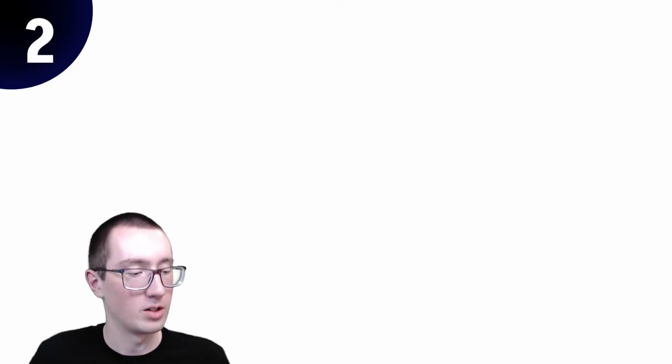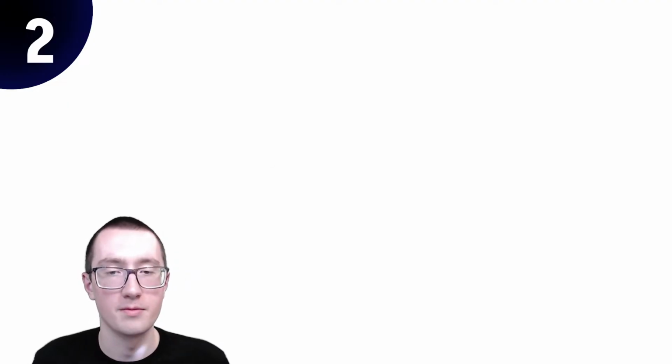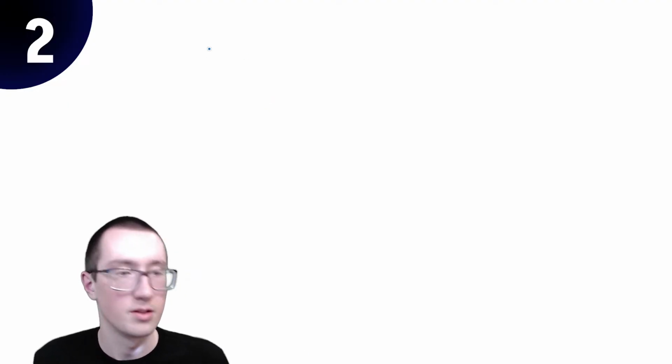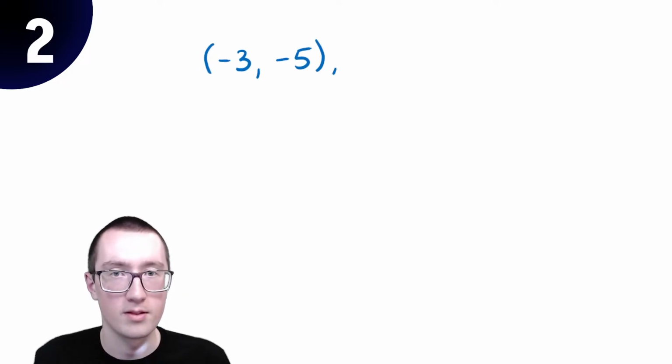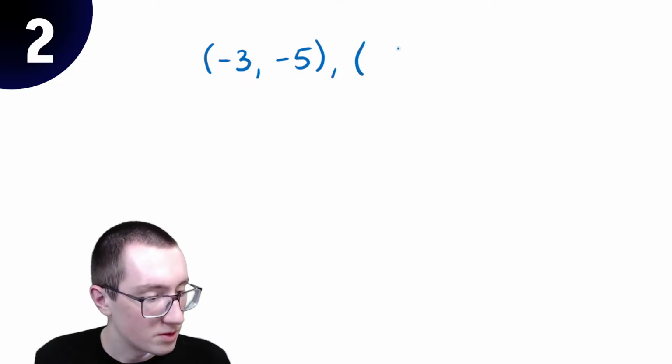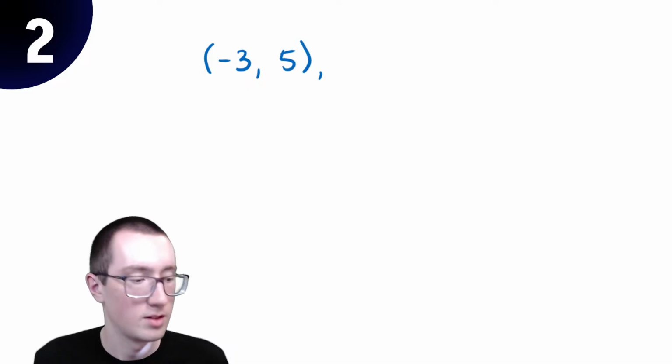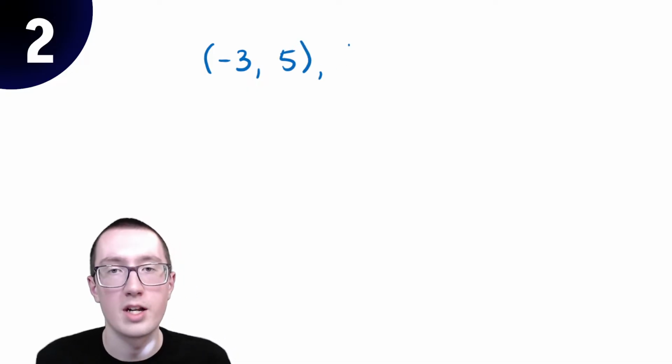There we go. Okay. So for the second one, we need to find the slope of the line that passes through the points -3, -5, or sorry, that is -3, +5, and 2, -1.